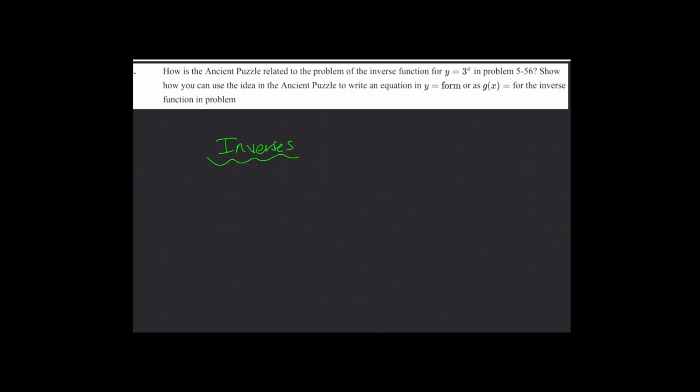Inverses, not universes, right? So an exponential goes to a logarithm. Ready? Log a rhythm. Right? And vice versa. If I had a logarithm and I wanted to find its inverse, it would become an exponential function. Right?